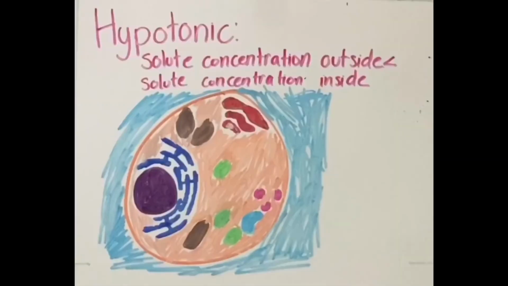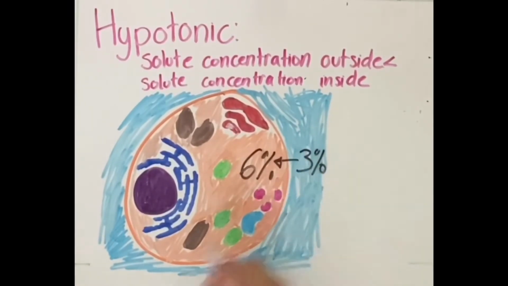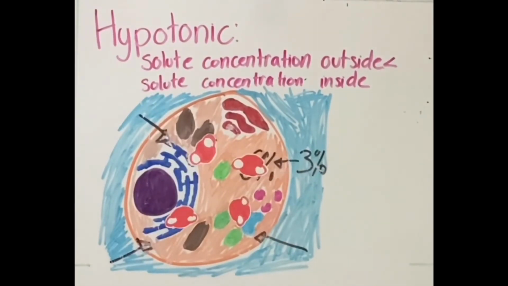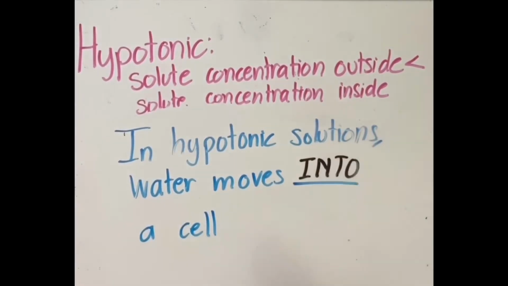For hypotonic solutions, the solute concentration outside would be less than the solute concentration inside of the cell, so the water concentration would be greater outside of the cell. That means that the water molecules would want to go inside the cell where there's a lower water concentration. And so, if there were to be 6% of salt solution inside the cell and 3% in the environment, the water molecules would go towards the inside of the cell. So therefore, in hypotonic solutions, water moves into the cell.